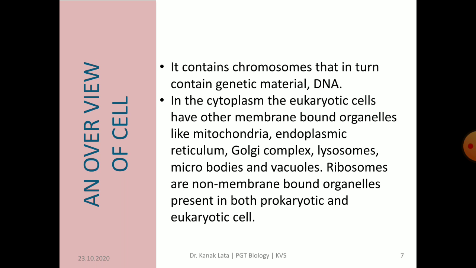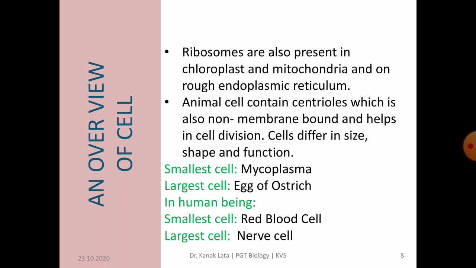In the cytoplasm of eukaryotic cells, different membrane-bound organelles like mitochondria, endoplasmic reticulum, Golgi complex, lysosomes, microbodies and vacuoles are also present. Ribosomes are non-membrane-bound organelles present in both prokaryotic and eukaryotic cells. Ribosomes are also present in chloroplasts, mitochondria and rough endoplasmic reticulum. In animal cells, the centriole is also present, which is non-membrane bound and helps in cell division.